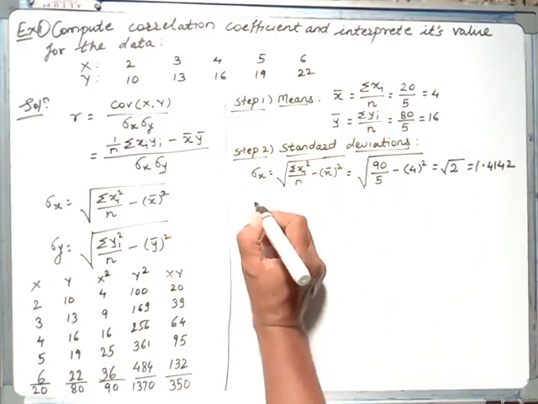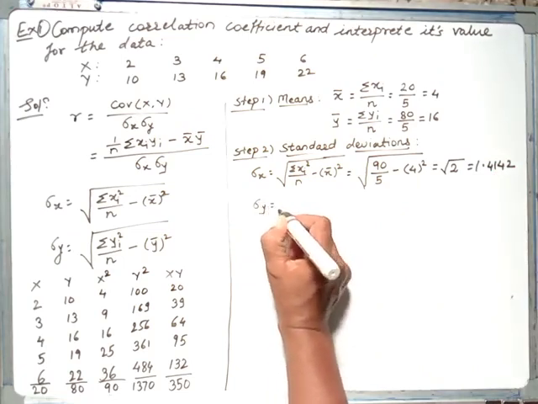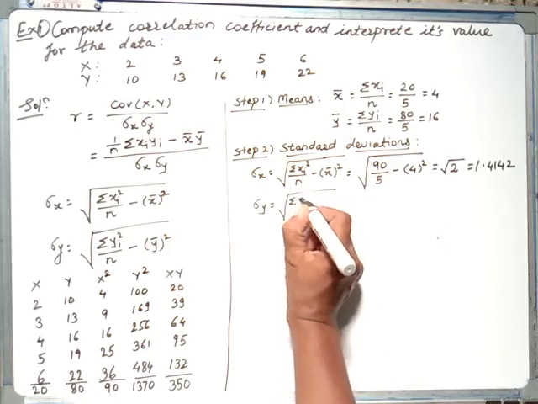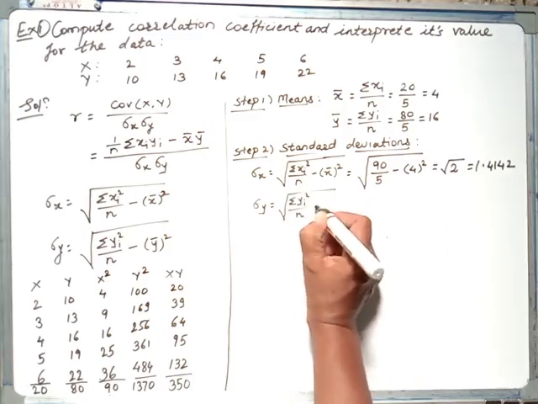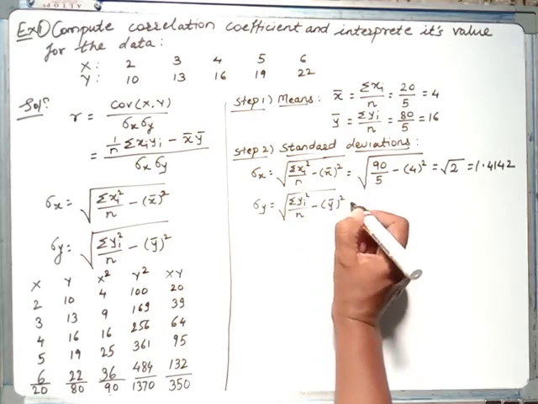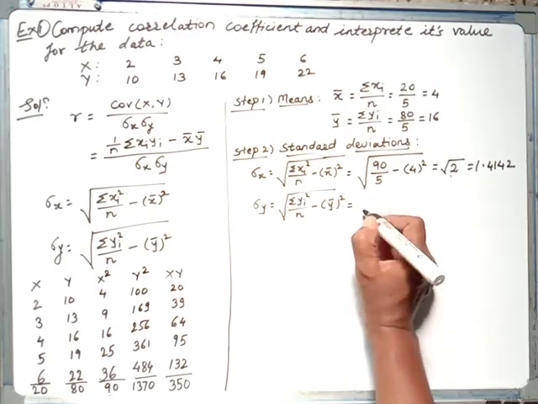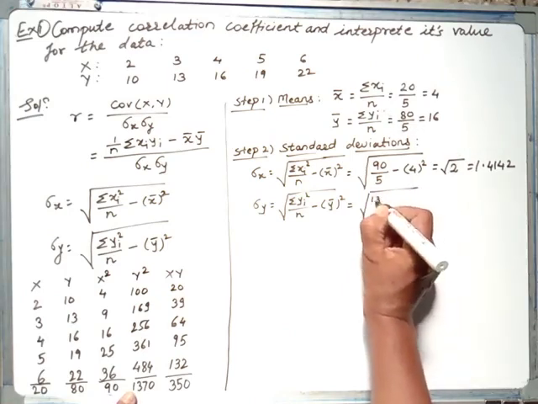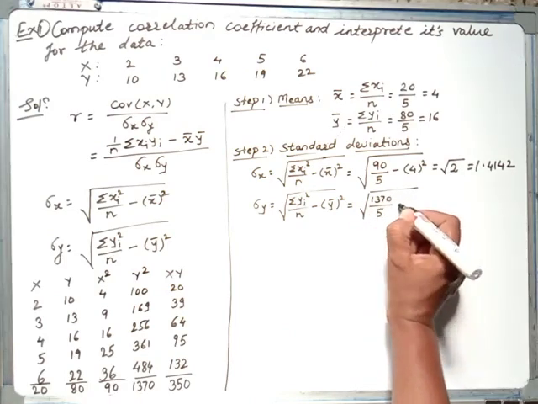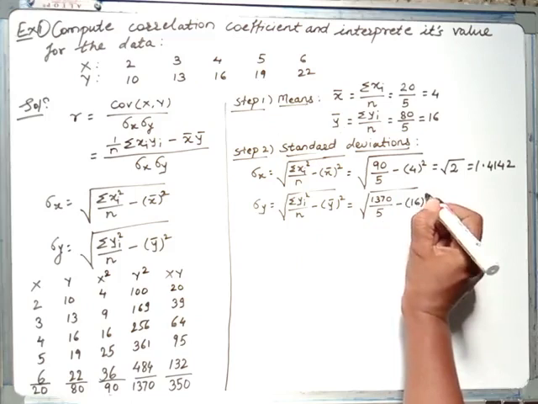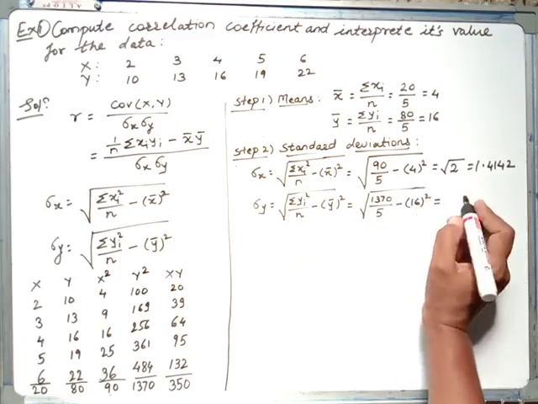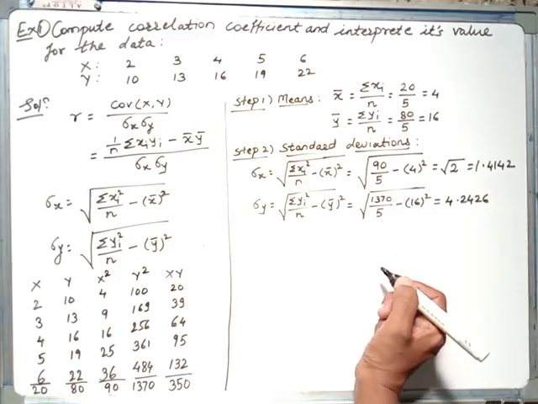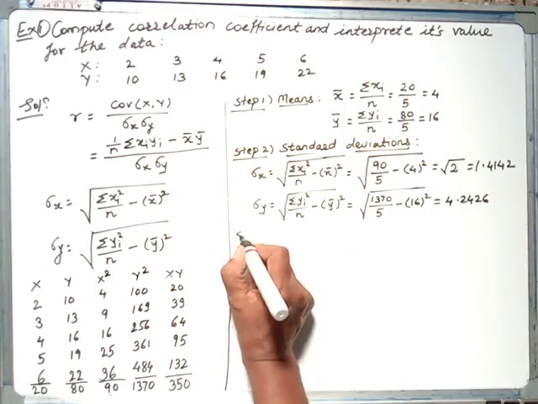You can do that calculation on a calculator also; it is useful there if you have a doubt. Similarly sigma y is root of summation yi square upon n minus y bar square. What is summation yi square? It is 1370 upon 5 minus y bar, which is 16, its square. After simplifying, we get 4.2426.